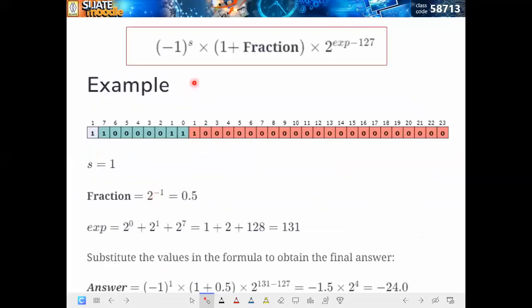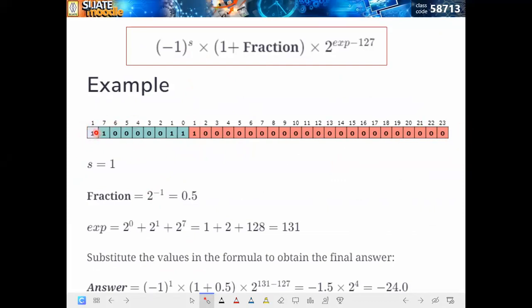Right, for example, here is the formula. Please pay your attention, this is the formula. Now I am going to apply this formula. This is the given example, right? Now we are going to find the decimal value of this one.